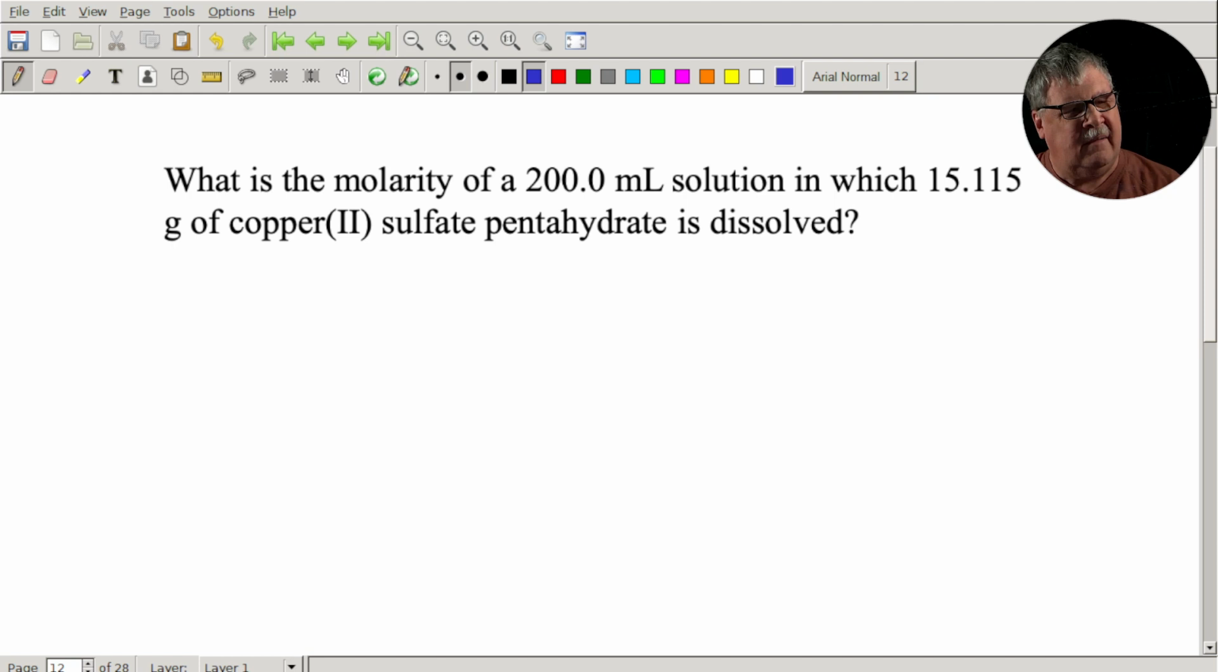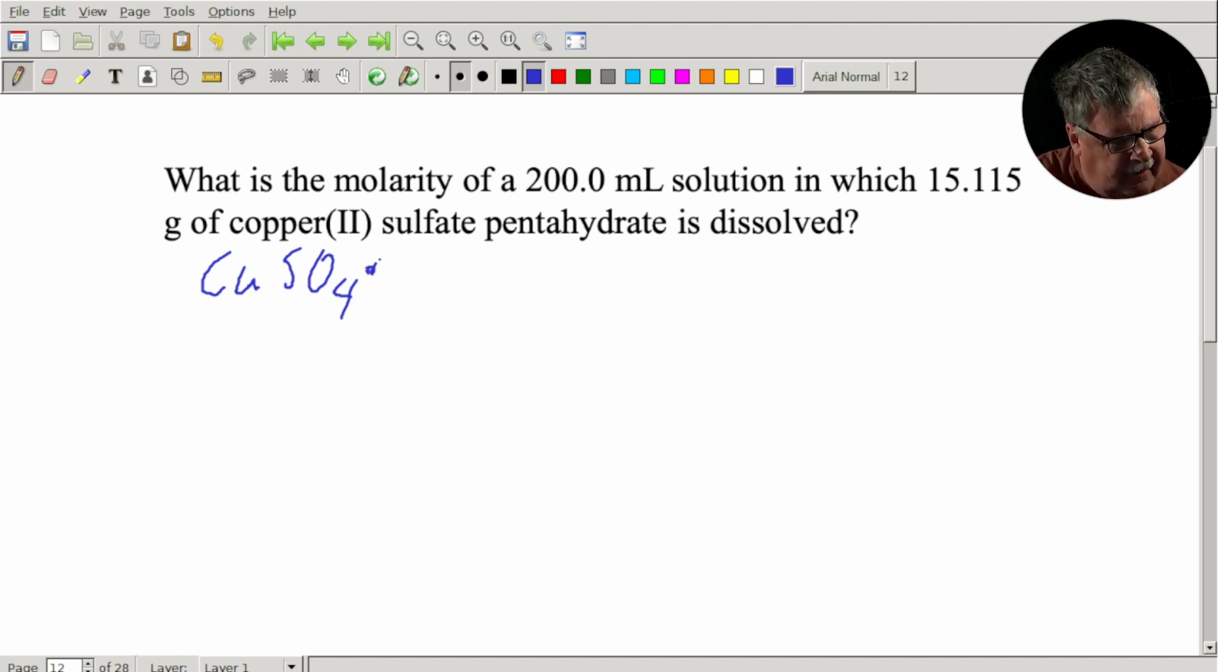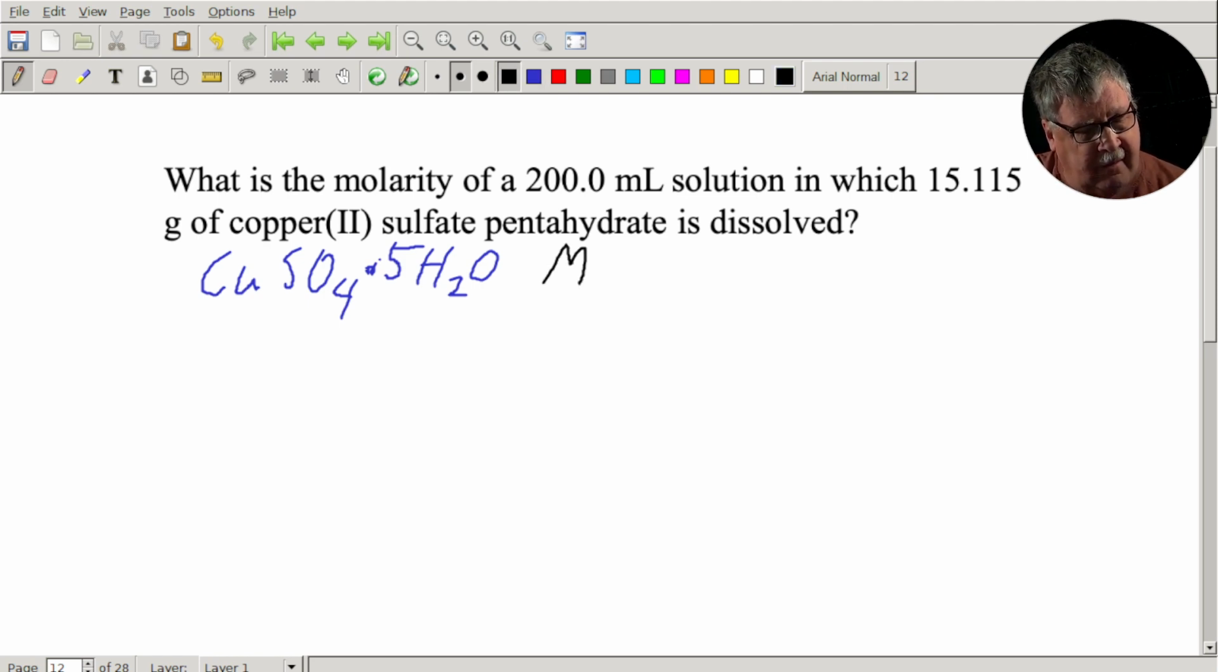Is it Cu and then the parentheses SO4? Well, no, copper and sulfate both have 2 charges. Yeah, copper 2 is +2 and sulfate is -2. So yeah, you're correct. It's CuSO4, one of each type of ion. But what does the pentahydrate mean? It has 5 H2O. Yes. And so this is one of the things we have to think about. If we're weighing out this compound as the pentahydrate, that means the waters of hydration are included in what we're weighing. So when we figure out the molar mass of this, we have to include the 5 waters of hydration.